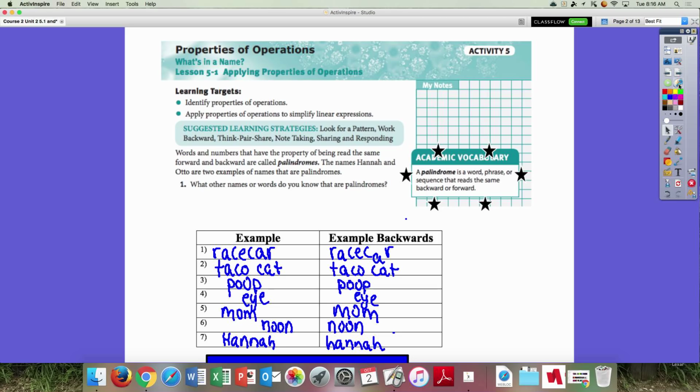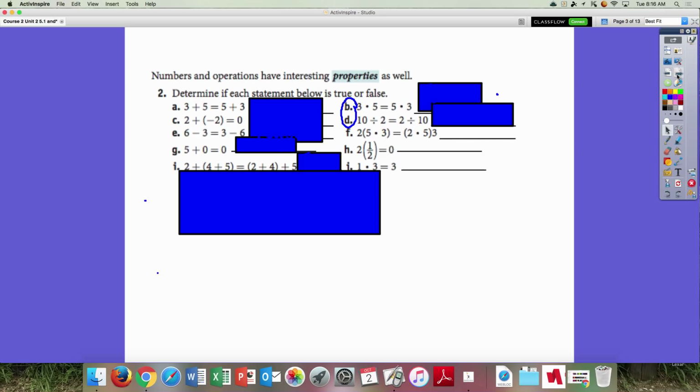Okay? Now, obviously, you're not in an English class, so we're going to relate this to math. So if you look at this, 3 plus 5, does that give you the same answer as if you did 5 plus 3? Yes or no? Yes. So that statement is true. 8 does equal 8. Good.